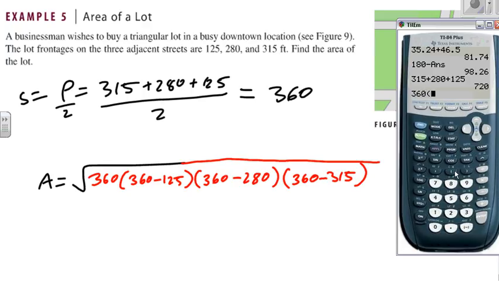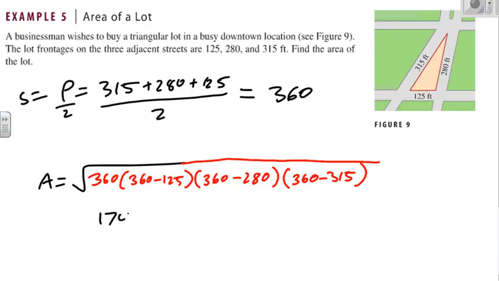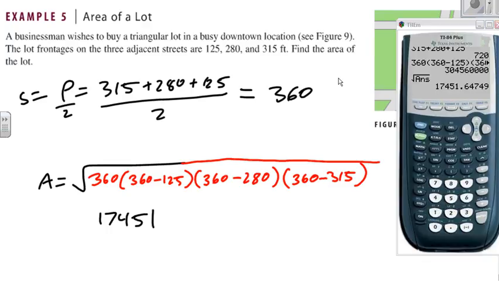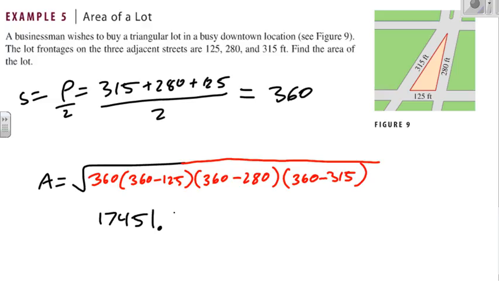So 360 times 360 minus 125 times 360 minus 280 times 360 minus 315, and we need the square root of that. 17,451. We'll include the 0.6.